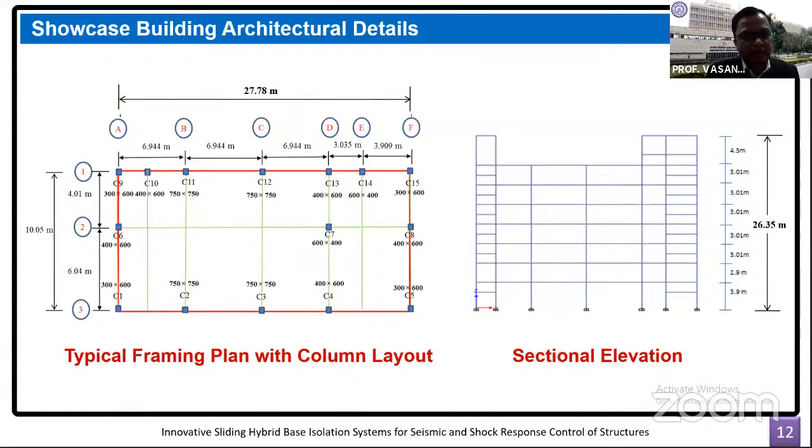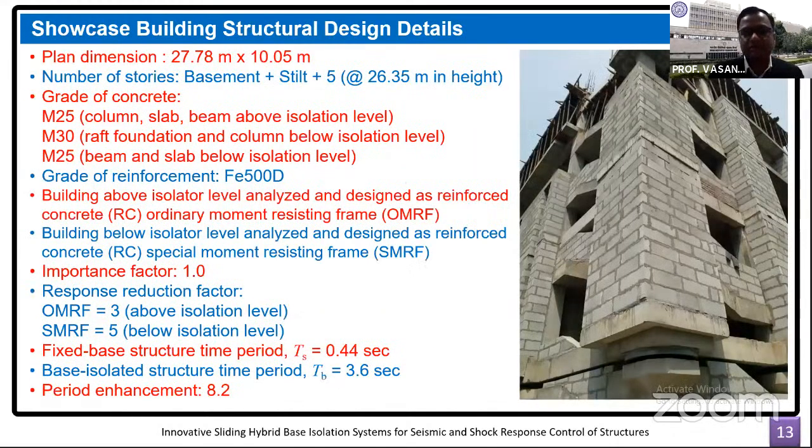Now, it was again our decision to decide as to what should be the location of the isolation system plan wise. So we decided that in this particular project, the same isolation system will be provided at all the columns except the two diagonal columns where we have decided to have two different kinds of isolation system. So the height of the structure is around 26 meters, and this is a basement plus stilt plus 5-story reinforced concrete building.